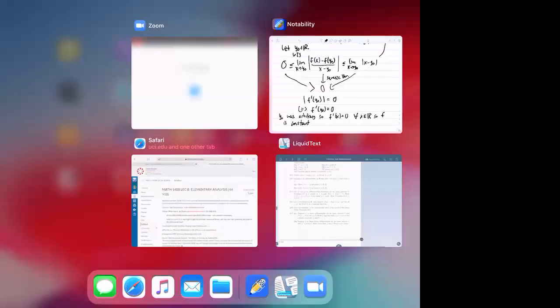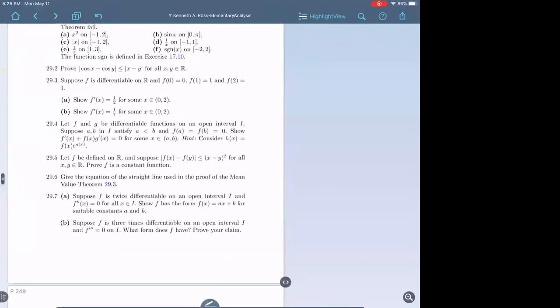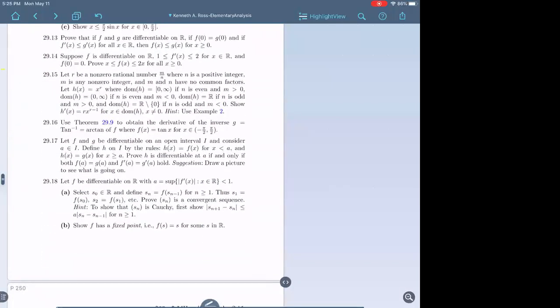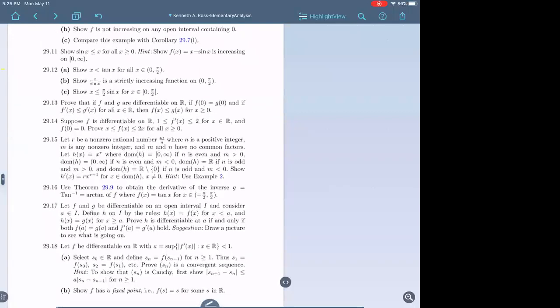There's one that's very important that you all should know, and that's the last problem. It's pretty important. But before that, let's do one more just so we're all satisfied with MVT. Let's do 14. So f differentiable and its derivative is bounded for x in R, and f of 0 is 0. We want to show f of x is bounded by these two functions.